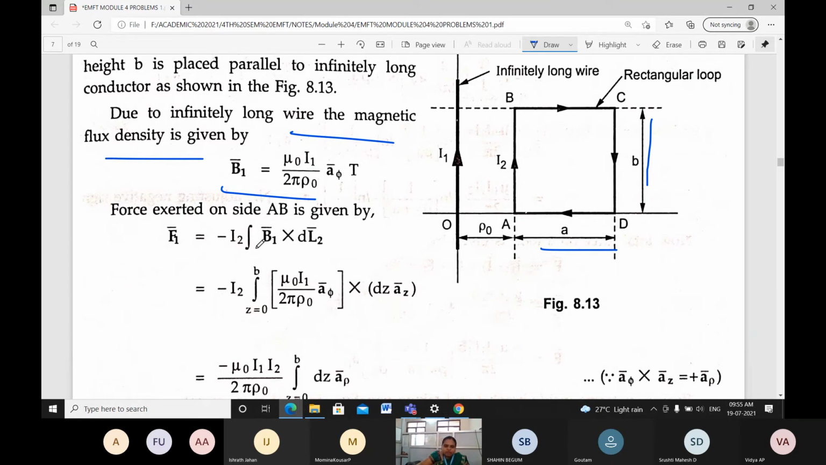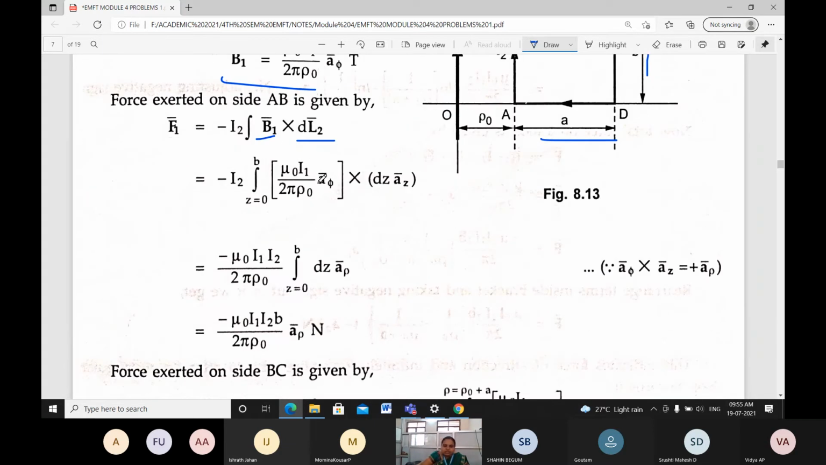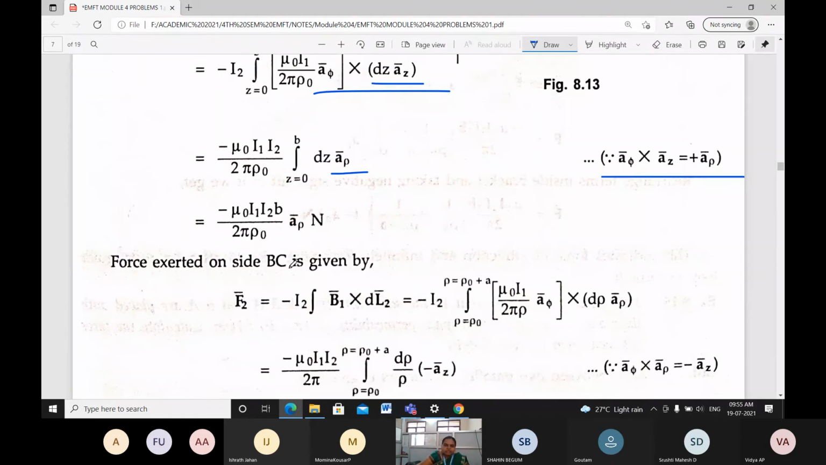Then substitute for B and also with the dL. Here dL is going to be what? dz into az only. The only varying factor is dz, so we'll be adding as minus mu naught I1 I2 B divided by 2 pi rho naught into a rho newtons. Observe here how it is changing. Everything is mentioned here, just go through that.